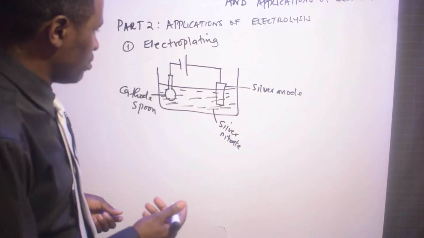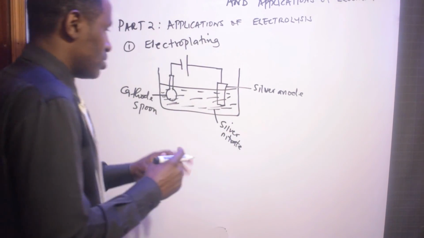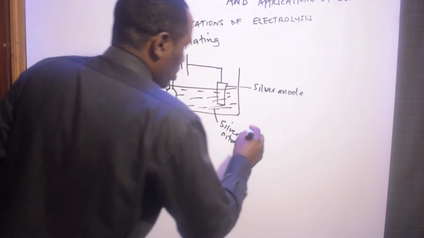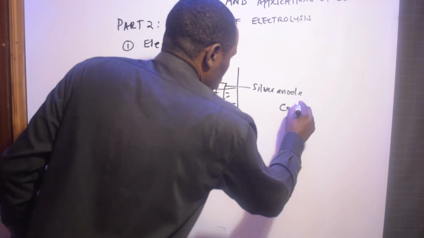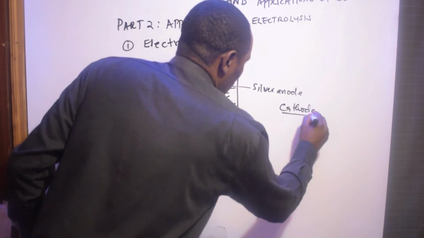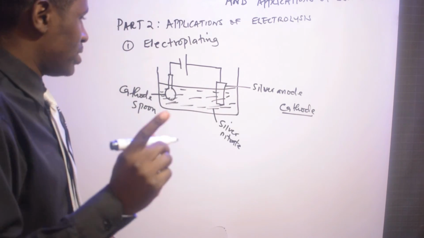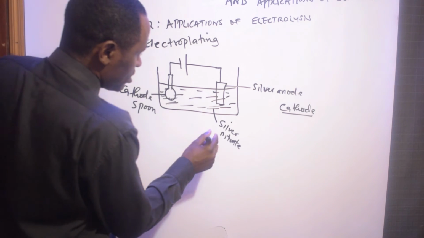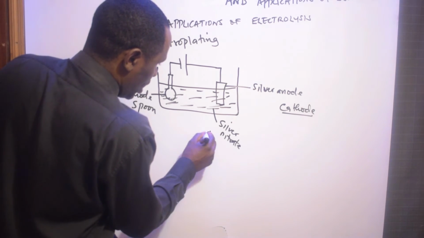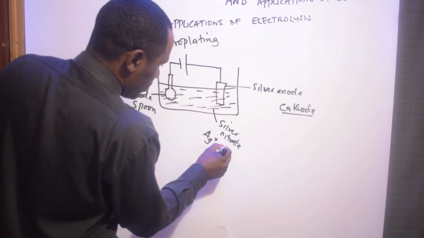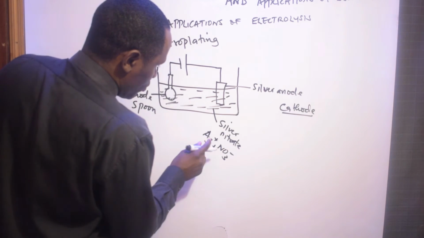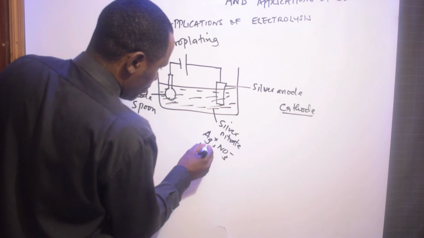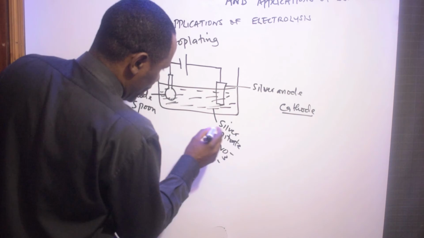Maybe I can mention a few things about what happens, because there are chemical reactions happening. I can mention what really happens at the cathode. Look at that, what happens at the cathode. Now at the cathode, in my silver nitrate solution, of course, I have the silver ions, I have the nitrate ions, and of course because of water I'm going to have hydrogen ions and hydroxide ions.